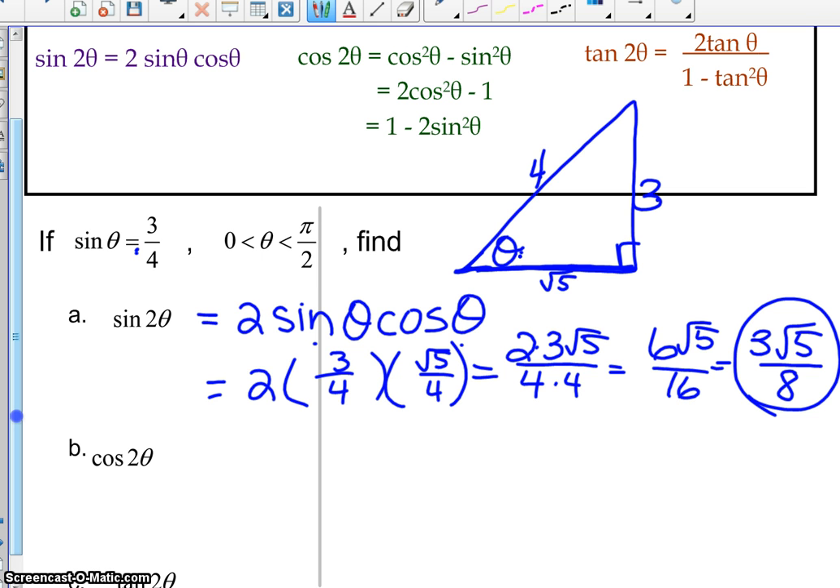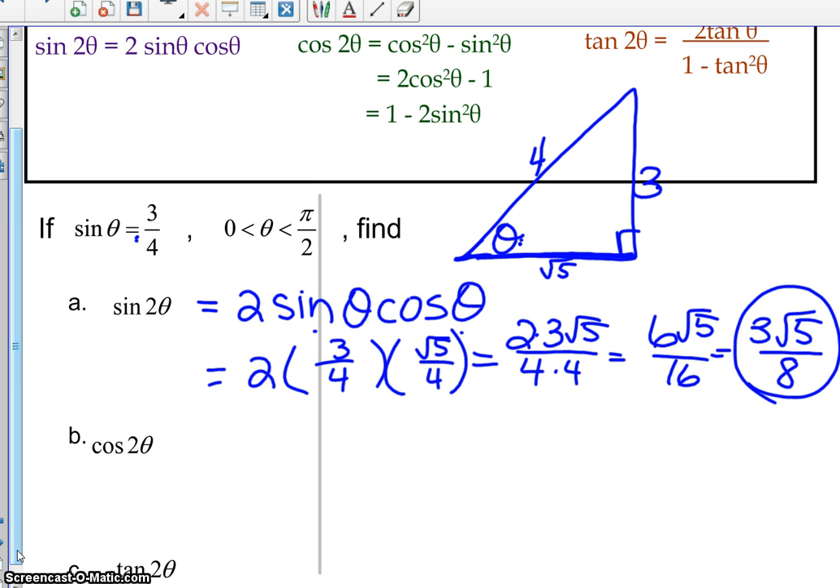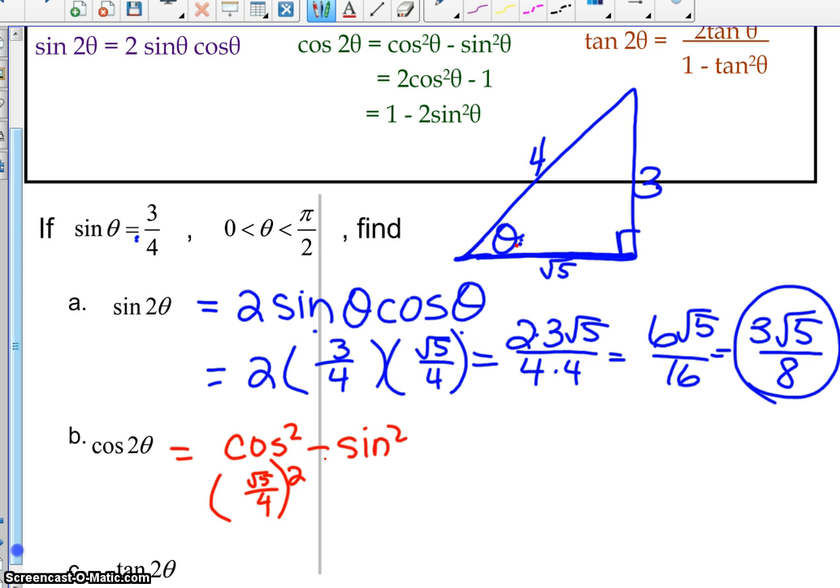So it's a lot about using your formula and plugging our values into it. Now let's look at cosine. The formula is cosine of 2 theta equals cosine squared of theta minus sine squared of theta. Let's go with that. Cosine would be square root of 5 over 4, and we have to square it. Then we subtract sine squared. Sine would be 3 over 4, and we're squaring it. So let's go ahead and square it.